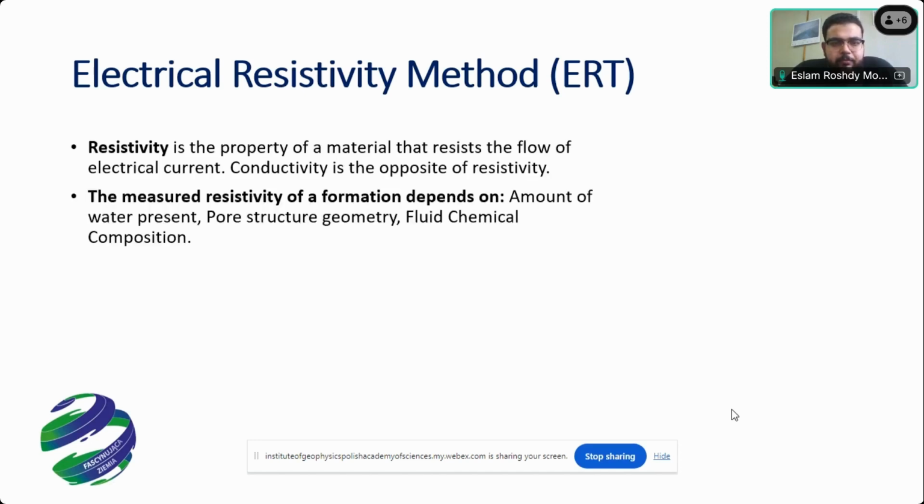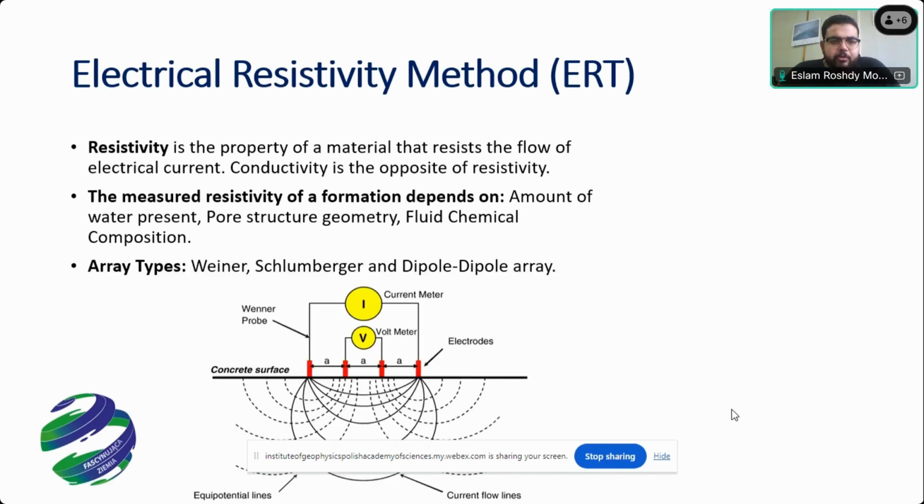The second method is electrical resistivity tomography, ERT. Resistivity is the property of a material that resists the flow of electrical current. Conductivity is the opposite of resistivity. The measured resistivity of a formation depends on the amount of water present, pore geometry, and fluid chemical composition.